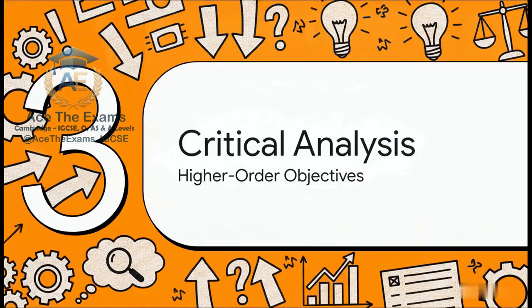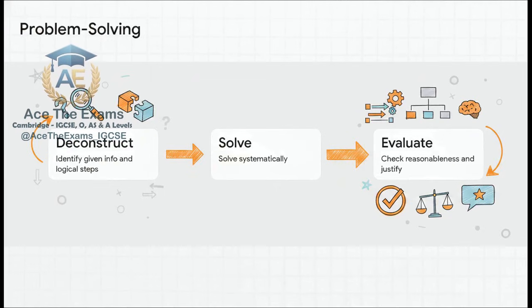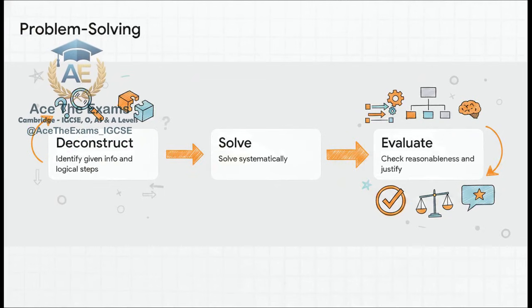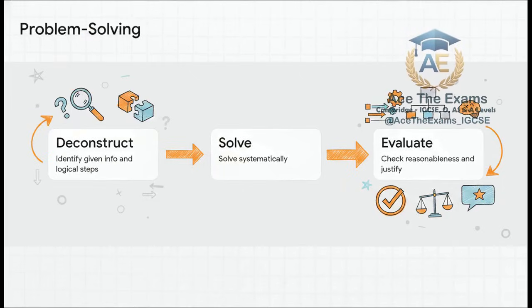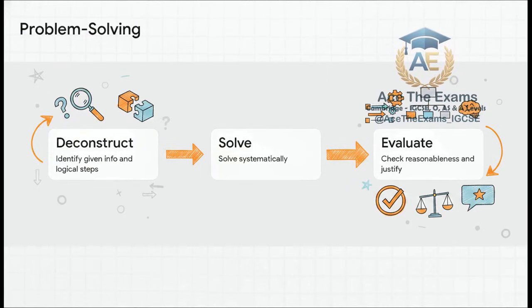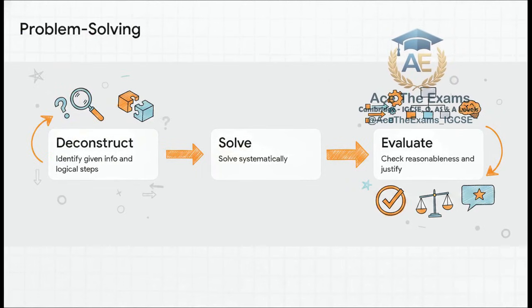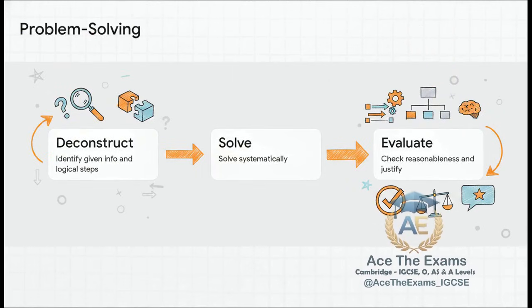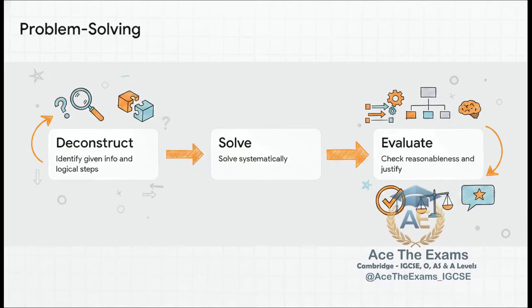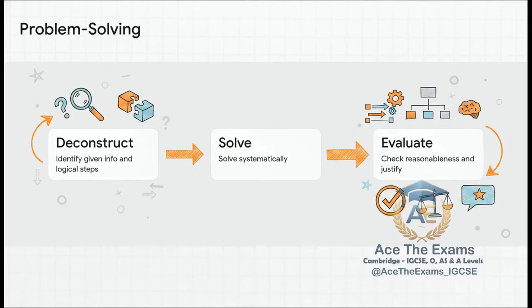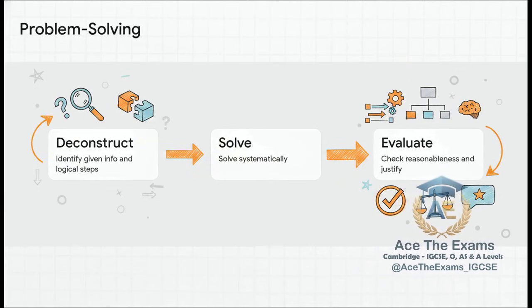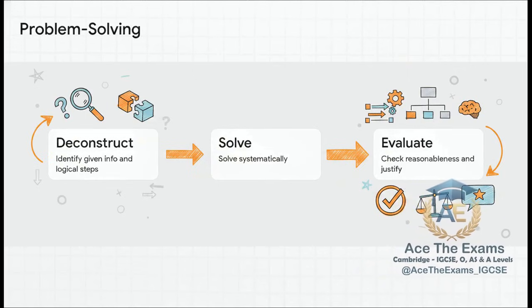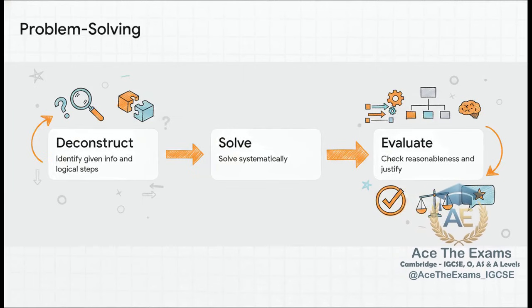All right, Section 3, critical analysis. So this is where we shift gears to those higher-order assessment objectives. This is literally where the A and A-star grade boundaries are fought and won. To conquer these complex questions, you need the deconstruct, solve, evaluate loop. First, deconstruct the prompt to find the logical steps. Next, solve it systematically. And finally, and pay attention here because this is what so many students just totally skip, evaluate. Check your answer for reasonableness and make justified recommendations. You absolutely have to provide that conclusion to get full credit.